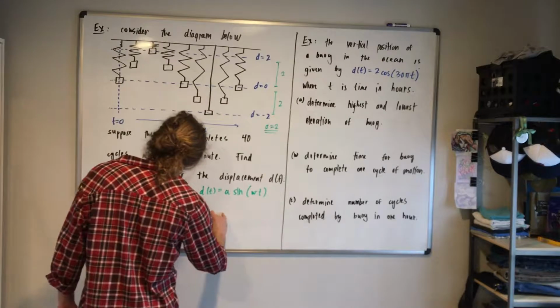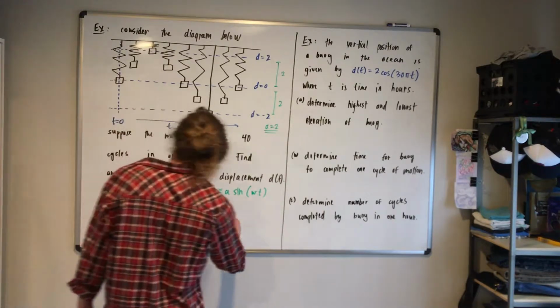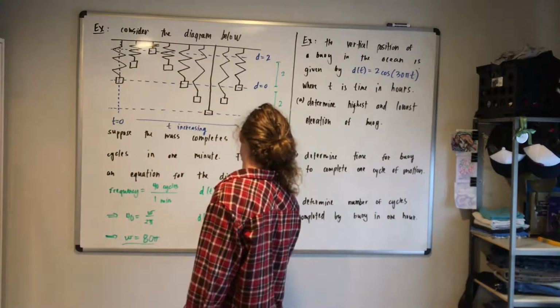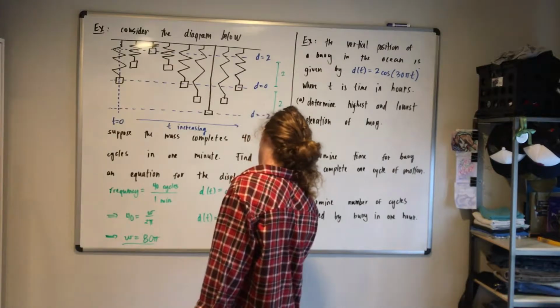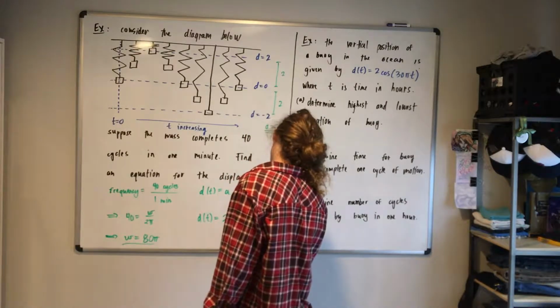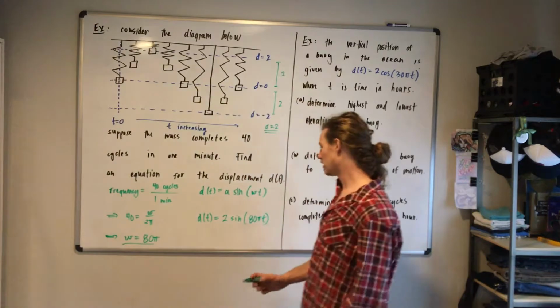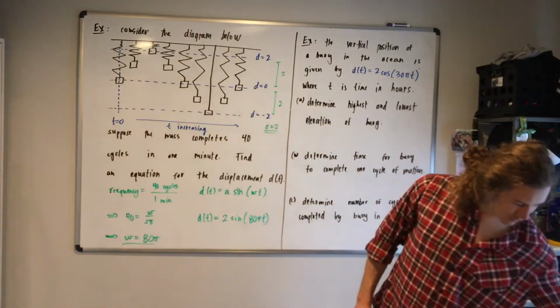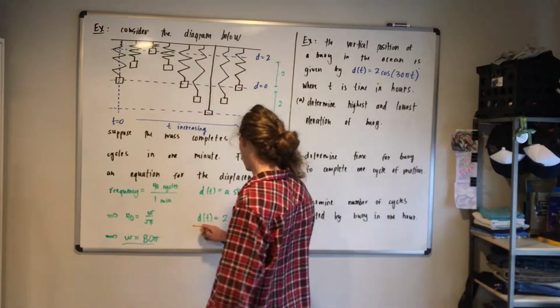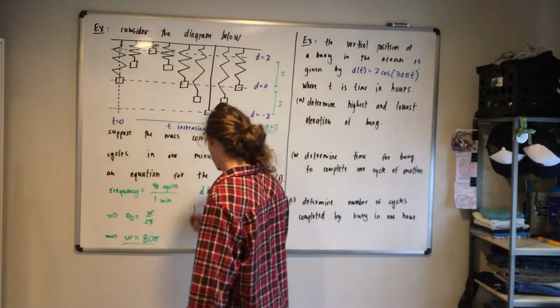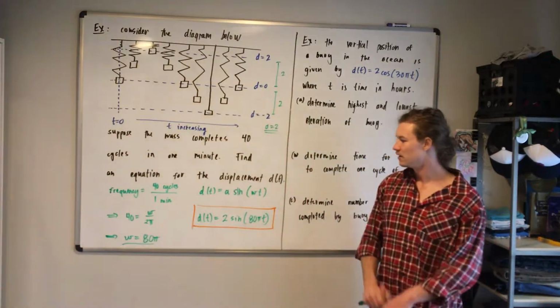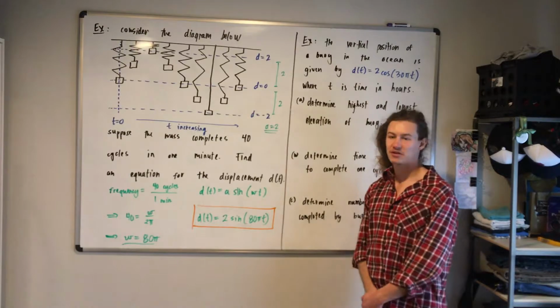So we can say that d of t equals 2 times the sine of 80 pi t. And we find our solution. So I'm going to put a box around that. And we can move on then to problem number 2.